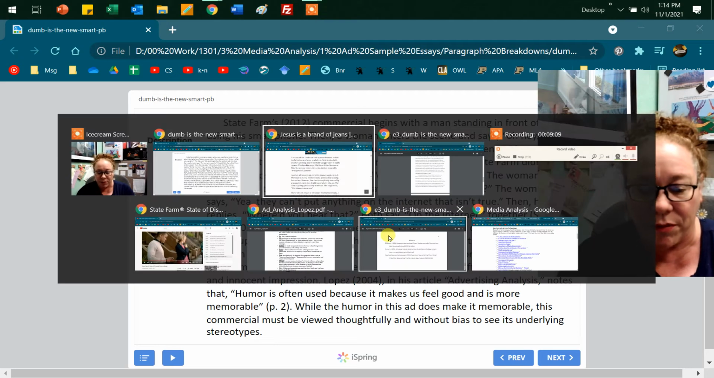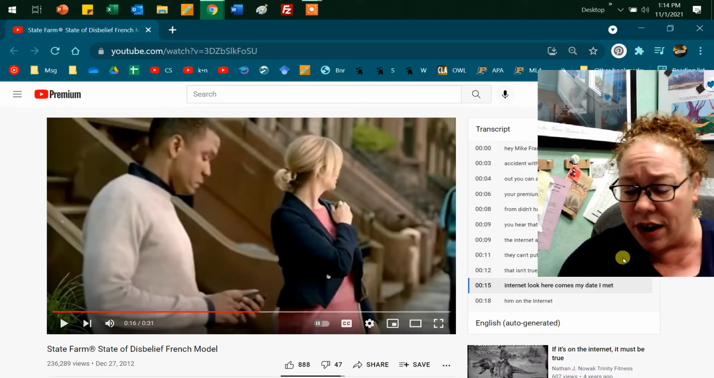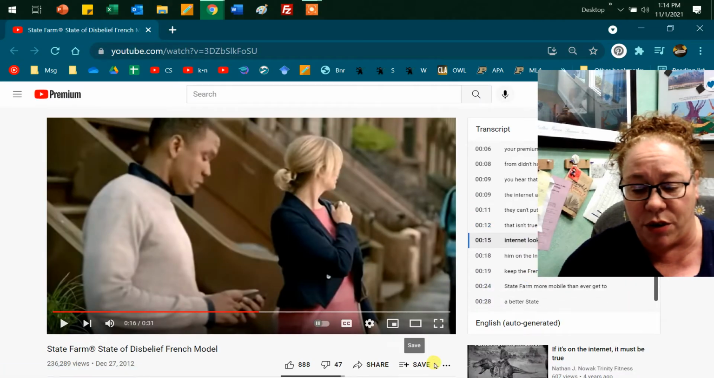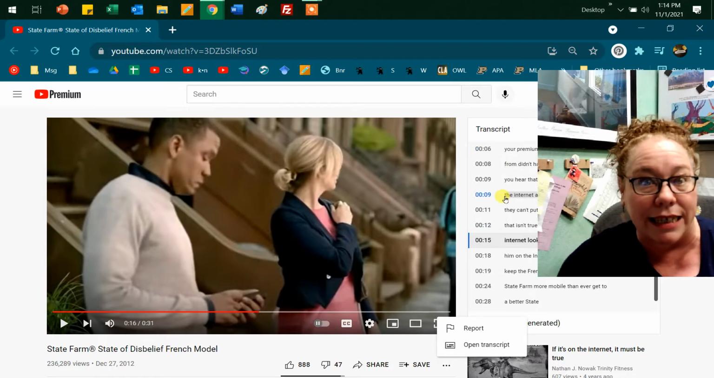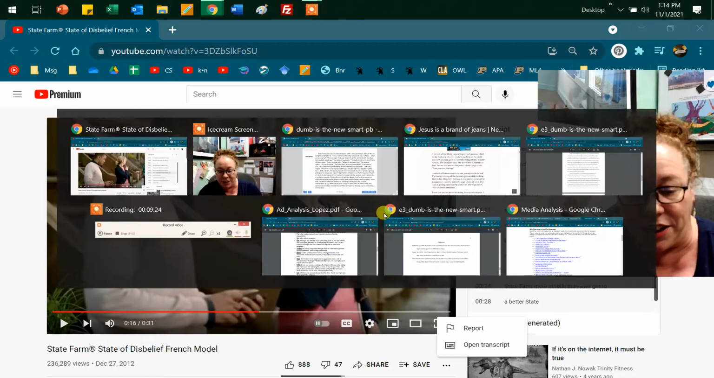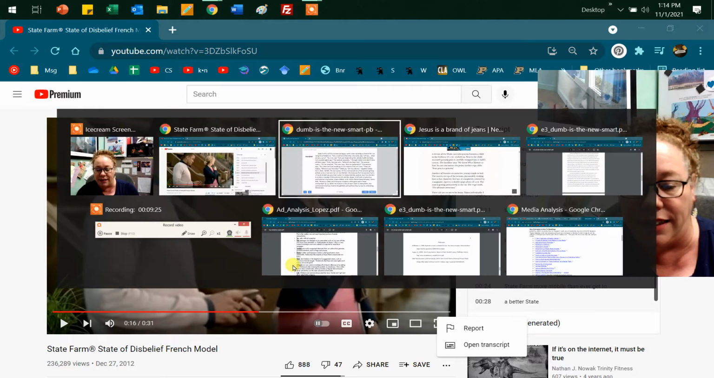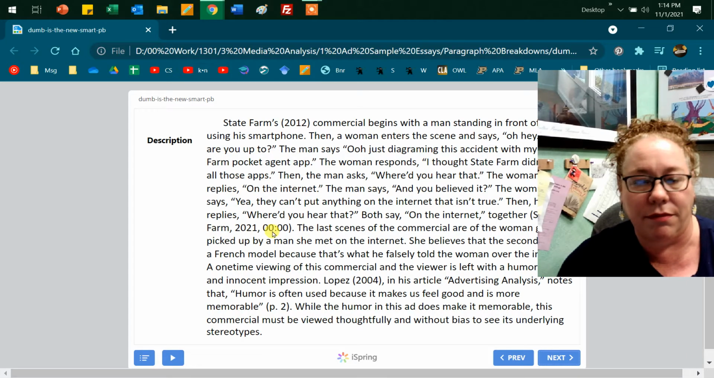And one of the key things to remember, especially if you're looking at YouTube, is click on the three dots right here, and you can open the transcript, and that will give you the timestamp. Now, his was easy because his was just the very start of it, so we get 0000. That's where it starts, okay?